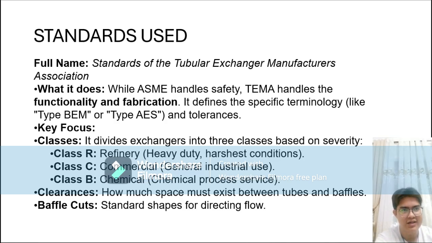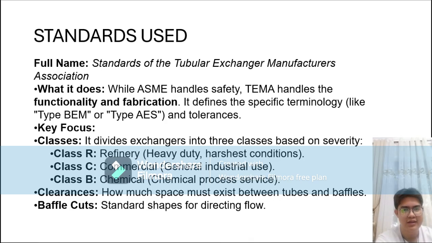Class R, refinery, heavy duty, harshest conditions. Class C, commercial, general industrial use. Class B, chemical process service. Clearances: how much space must exist between tubes and baffles. Baffle cuts: standard shapes for directing flow.